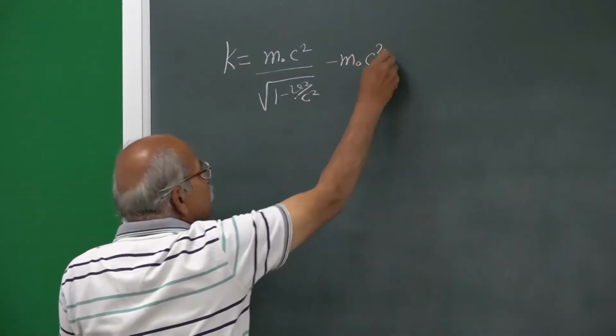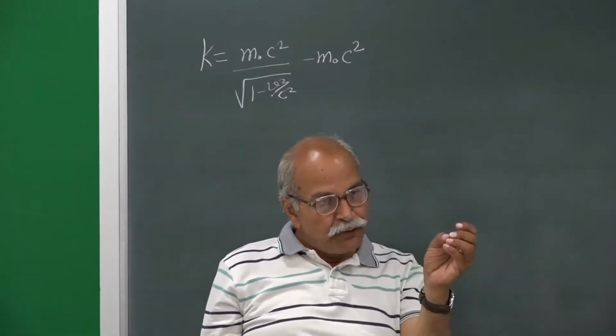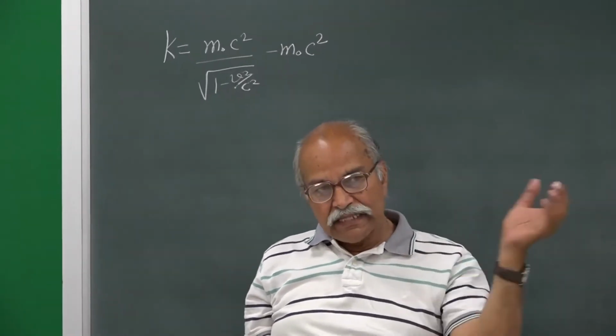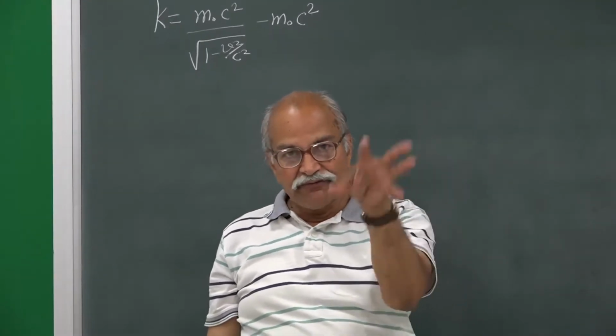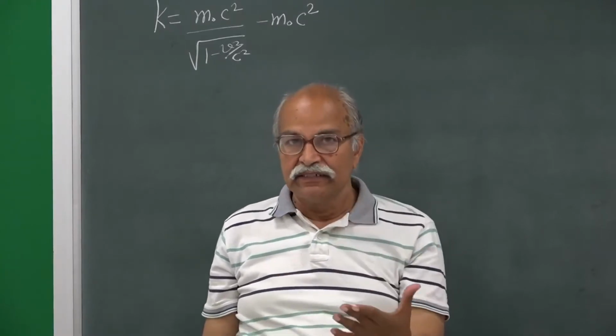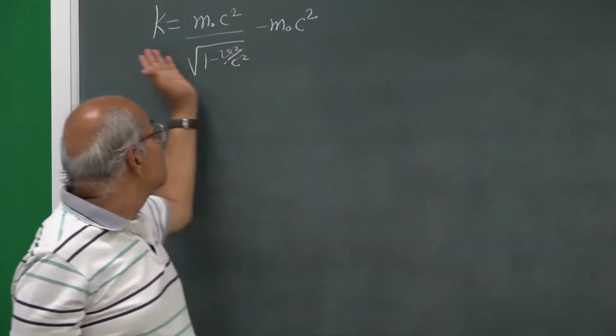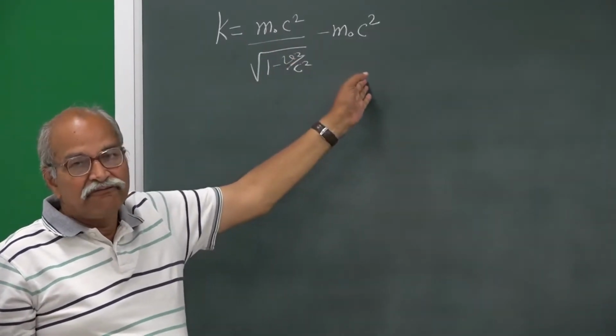This is the expression we obtained from the very basic definition that if there is a force on the particle and then the force does some work, the work done by the force on a particle is equal to the change in its kinetic energy. So, starting from there we derived this expression, which is very different from half m v square.